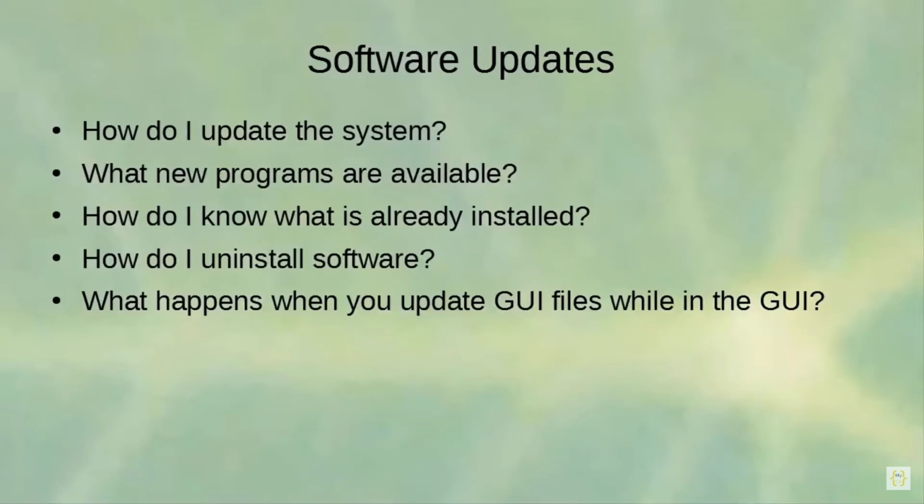So what happens when you update GUI files while in the GUI? Well, that happens sometimes. If you do a full system update and you're in the GUI, sometimes the GUI gets updated. And as you might imagine, if you're in the middle of running a program and that program changes, sometimes you have to read parts of that program from memory, and sometimes you have to read parts of that program from the hard drive. And if it changes on the hard drive, you can get an inconsistent state that crashes. So don't update your GUI from in the GUI. Drop down to the command line and do it from there.